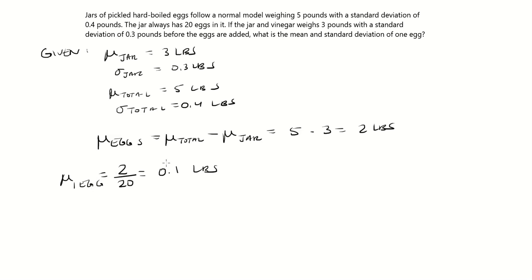Now we want to calculate the standard deviation of the weight of 20 eggs. So the standard deviation squared of the total is the standard deviation squared of the jar plus the standard deviation squared of the 20 eggs. So now we just plug in what we're given. We know that the total is 0.4, so we're going to square that. We know the jar is 0.3, square that, and then we have to square the standard deviation of the 20 eggs.